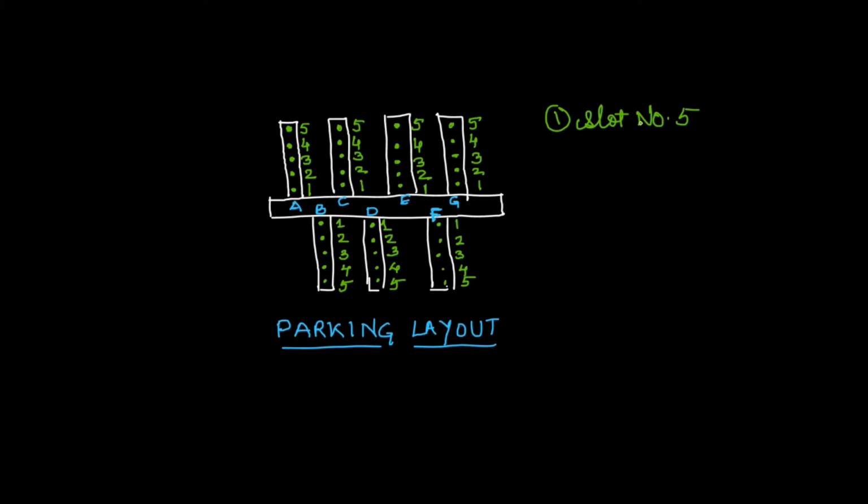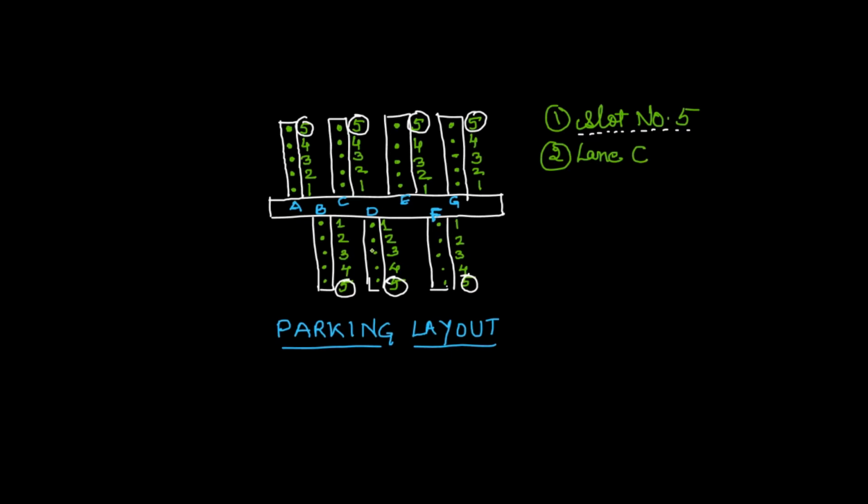No. Why? Because you have got many parking slot 5s. In this parking layout, there are 6 or rather 7 parking slots which are numbered 5. So this much information for parking is not enough. What do we need extra? We need some more information, and the second information that we need is the lane in which you have to park. So I say, okay, park in lane C.